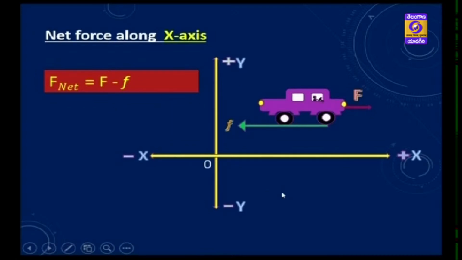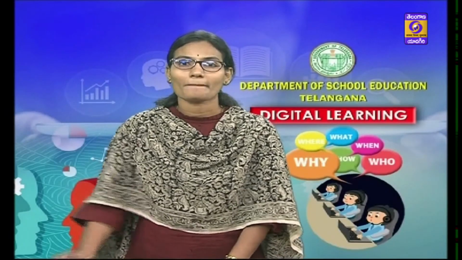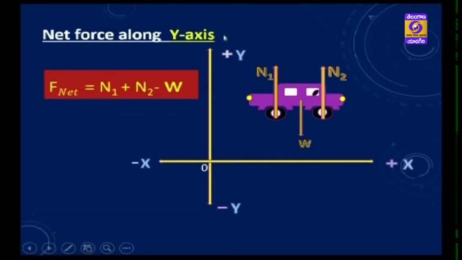Now let us calculate the net force acting along the y-axis. See here, normal forces N1 and N2 are acting along the positive y-axis. So that's why N1 and N2 both are taken as positive, and observe here, gravitational force is acting in the downward direction, that is in the direction of the negative y-axis. So the net force on this object along the y-axis is N1 plus N2 minus W.